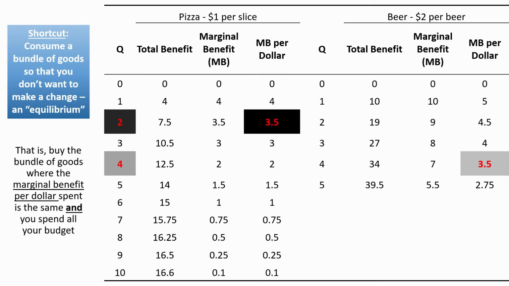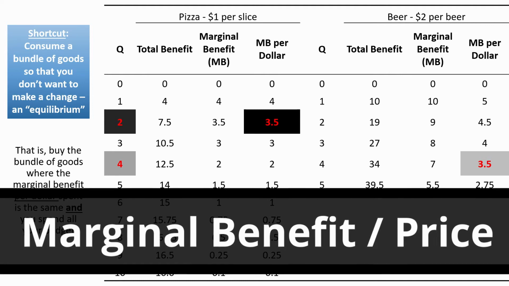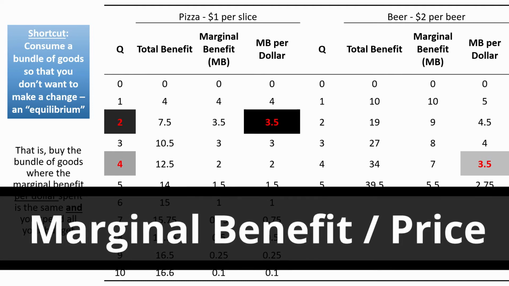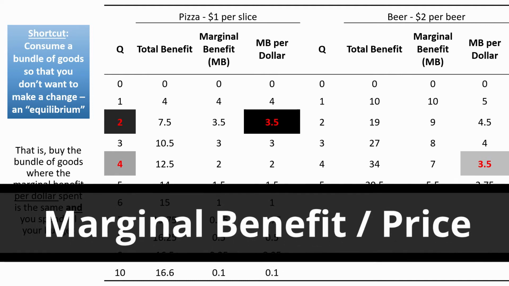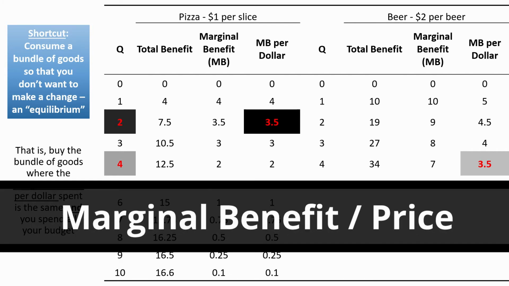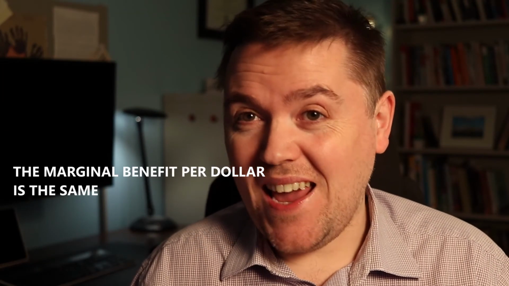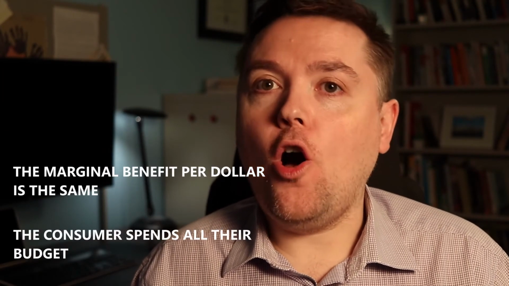A little bonus here. There's an advanced shortcut that you can take to figure out the answers to these questions. In the table, I've added another column with the marginal benefit per dollar spent. So I take the marginal benefit and divide it by the cost of the product. For the pizza, that's easy because the price of the pizza is just $1. But for the beer, the marginal benefit gets divided by the price, $2. And the solution to these questions always occurs where the marginal benefit per dollar is the same and the consumer spends all of their budget.